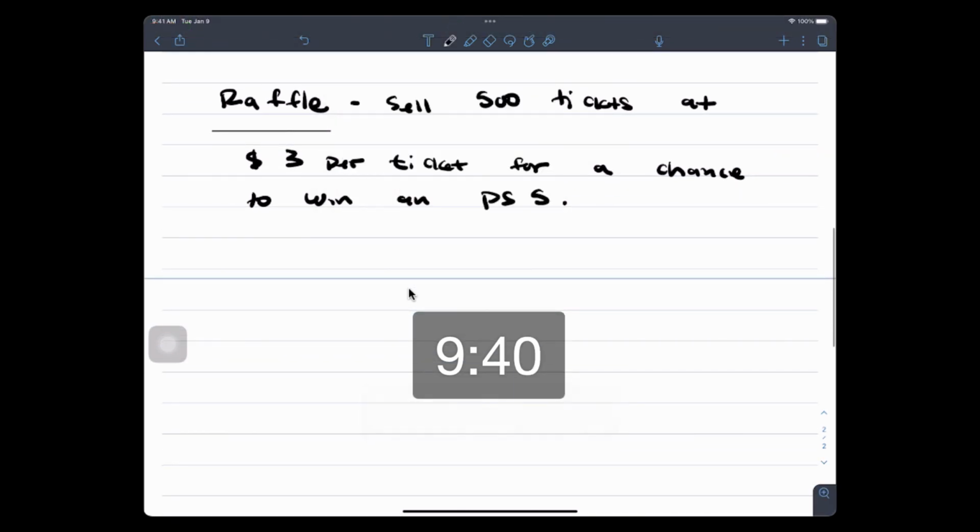So let's see about this here. You know what the purpose of a raffle is? Is to make a profit. So it's not to have fun, ladies and gentlemen.